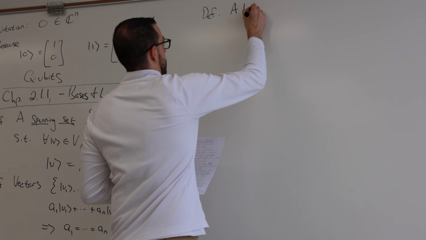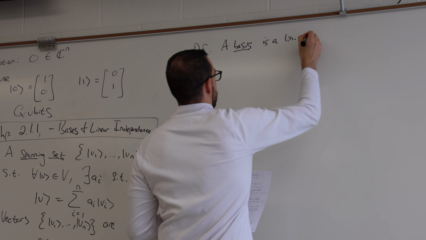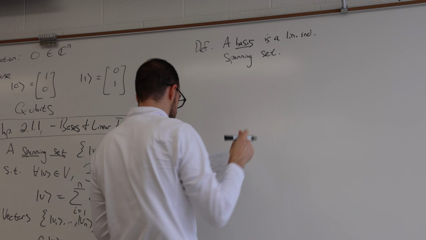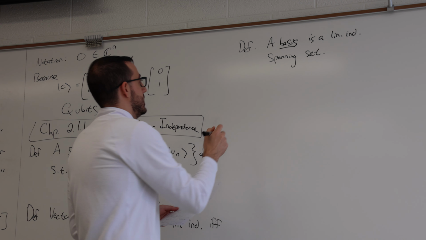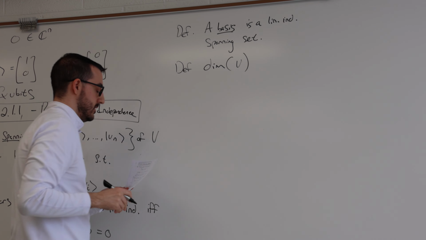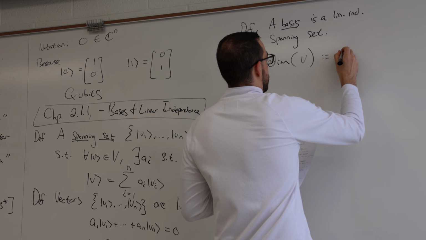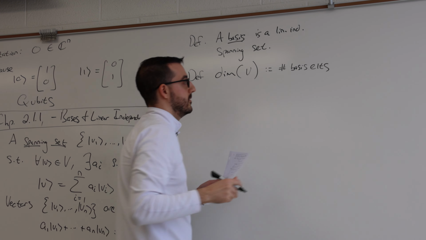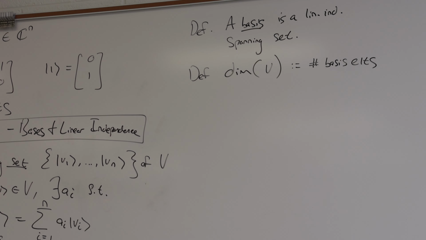A basis is a linearly independent spanning set. We will often use the notation dimension of a vector space V. The dimension of a vector space V is defined as the number of elements in any basis, and you can show that this will actually be unique.